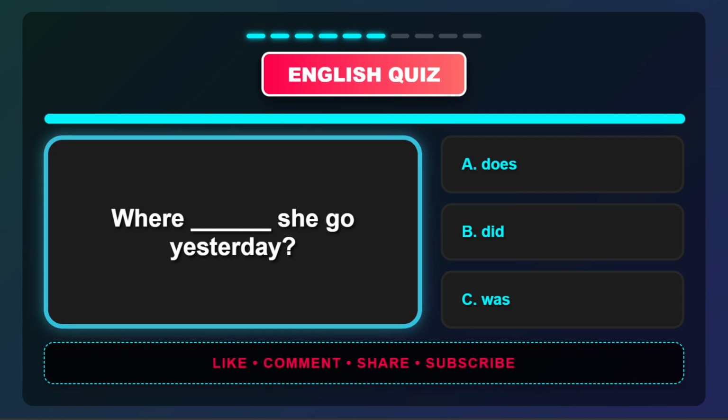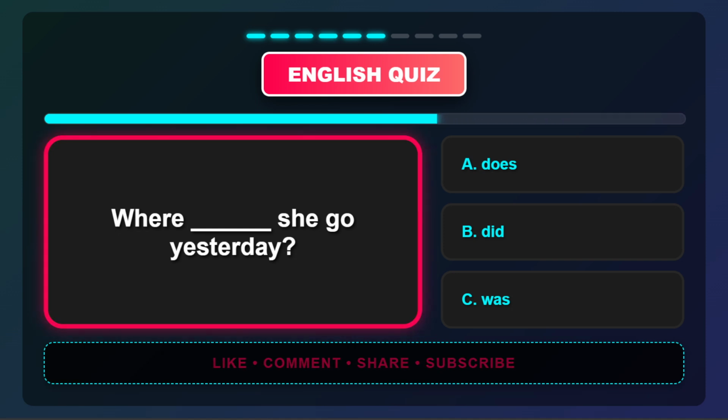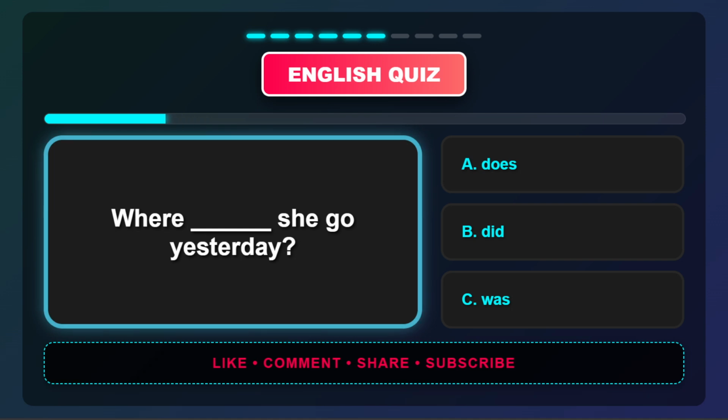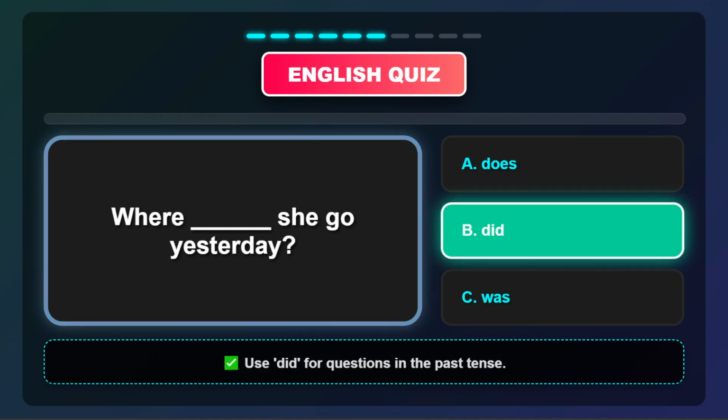Question 6. Where? A. Does, B. Did, or C. Was she go yesterday? Answer B. Did she go? Use did for questions in the past tense.